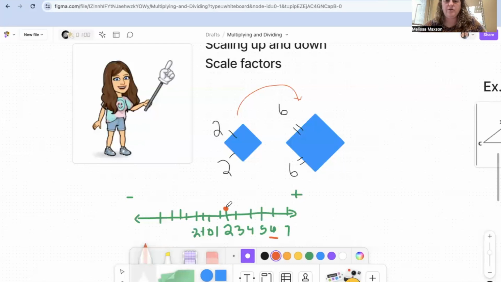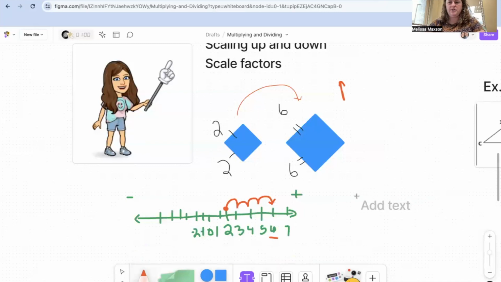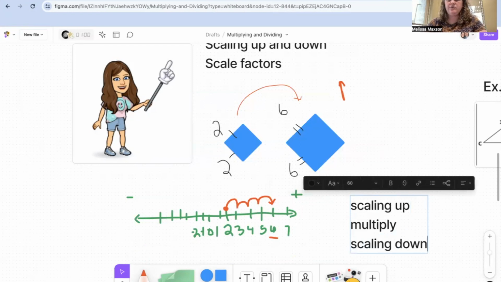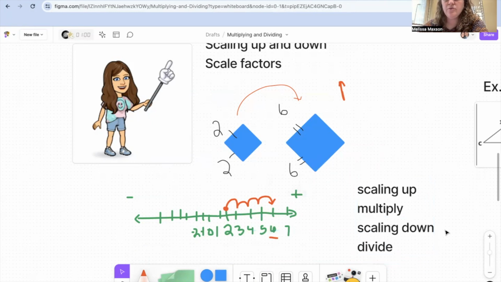So it looks like we are going to the right 1, 2, 3, 4 times. So we're going to the right, which means we are going up. This means that we're going to have a scaling up model. When we scale up, this is a reminder: scaling up, we multiply. Scaling down, we divide.